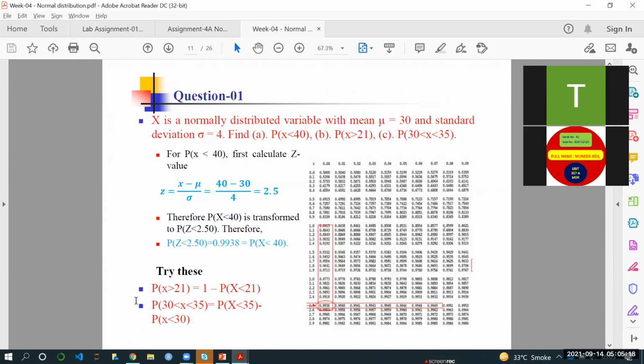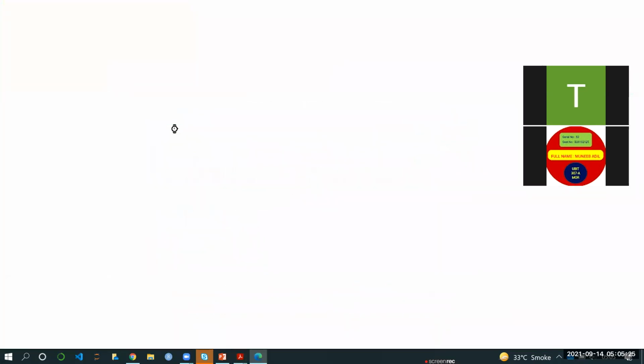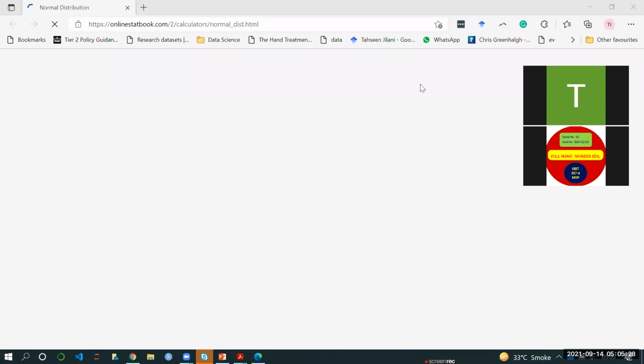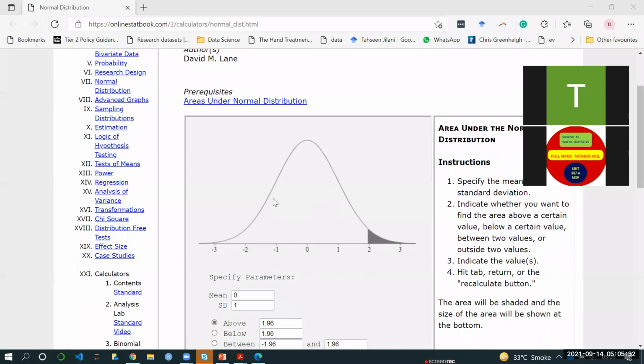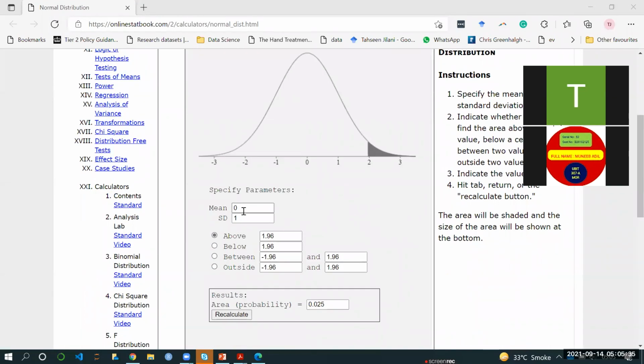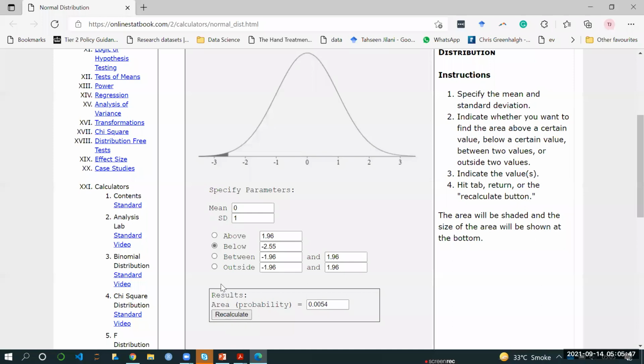I think I have given a reference here. If I show you, this is a website, Online Stat Book. Mean 0, standard deviation 1. This is called a standard normal. What I want to find, for example, is minus 2.55. I have this radio button. If I calculate, it is giving me 0.0054. Same answer as given by the table.